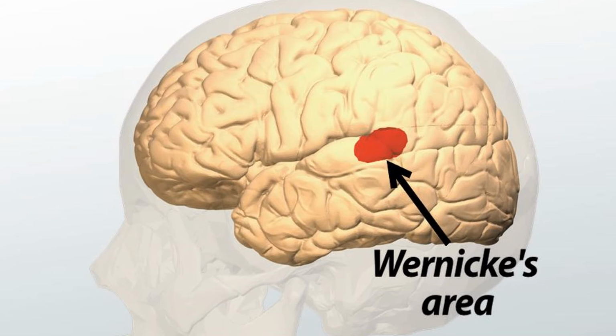So for example, when we read, notice that Wernicke's area is near the occipital lobe, the very back of the brain, which we'll get to next, which is all about vision. So when we read, Wernicke's area is close to that. Also, when we hear language, Wernicke's area is close to the auditory area. Wernicke's area is important for understanding language.